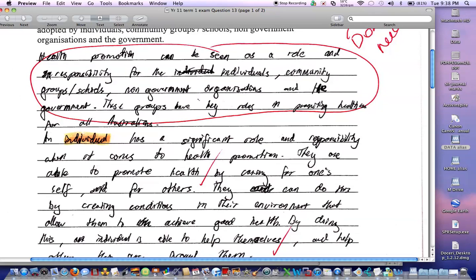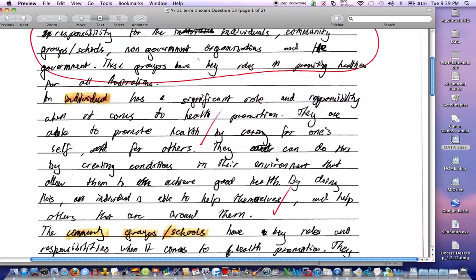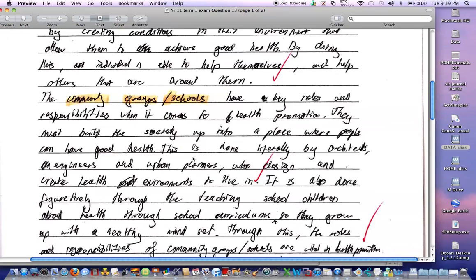So we know we need to cover things such as individuals, community groups / schools, non-government organisations and also the government. When we get to government, we need to break that up into 3 areas: local, state and federal. So first of all, we go through and look at individual has a significant role and responsibility. So using wording from the question gets the marker thinking about what the question was, again, relating to the part from the syllabus. They are able to promote health by caring for oneself and for others. They can do this by creating conditions in the environment that allow them to achieve good health. By doing this, an individual is able to help themselves and help others that are around them.